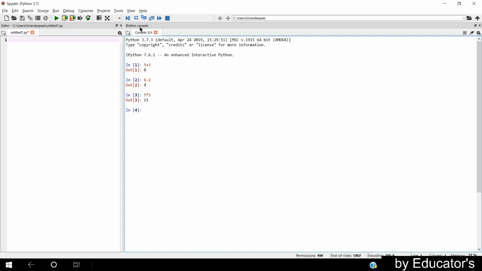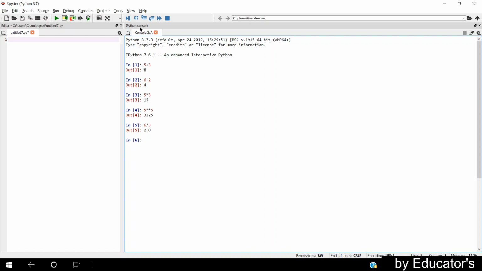To raise something to the power of something, we use two asterisks. Okay, 5 times 5, actually we think, but it's 5 raised to the power of 5, which is 3125. And next we'll go to something called division. Okay, 6 divided by 3 actually gives me 2.0.